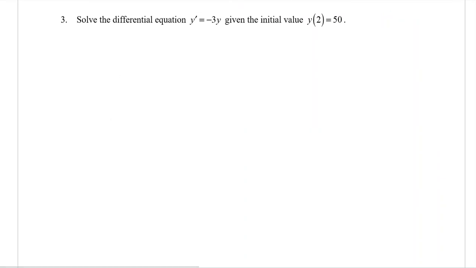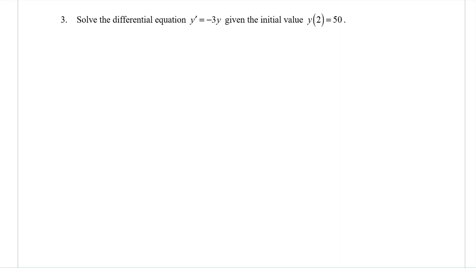So question 3. Solve the differential equation y dash equals minus 3y given the initial value of y of 2 equals 50. So we've got that information there at the end, but we're going to be able to work out the constant.